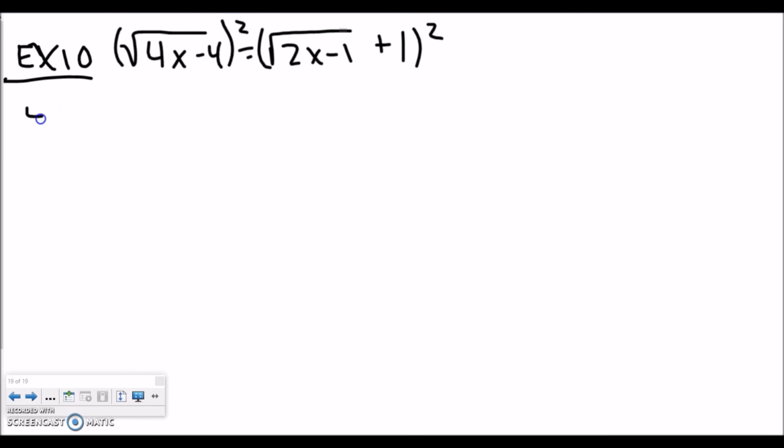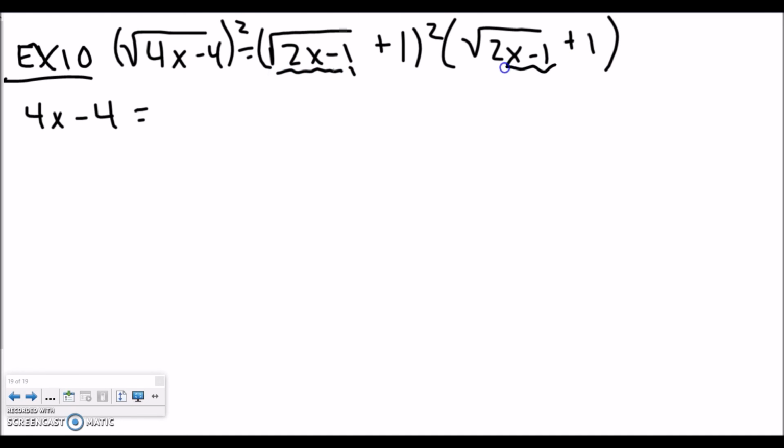Left side becomes 4x minus 4. Right side, we remember to write our parentheses a second time, and that should help us remember to FOIL. When I take the square root of 2x minus 1 times the square root of 2x minus 1, my first terms, I just get 2x minus 1.